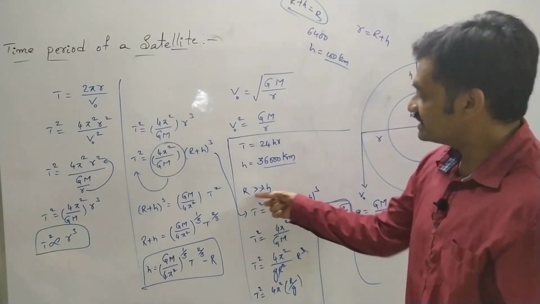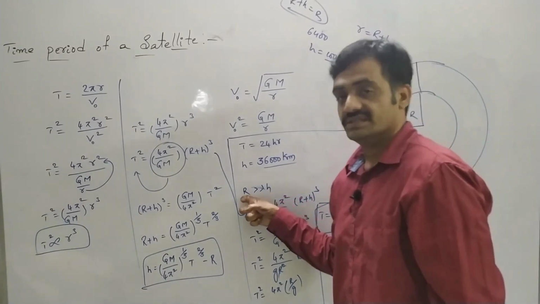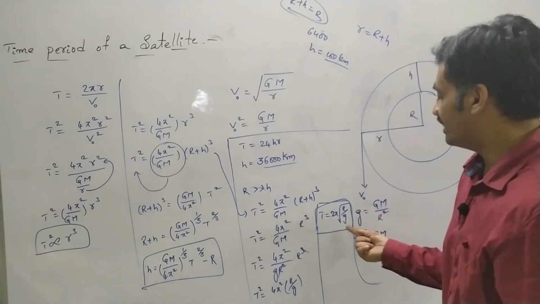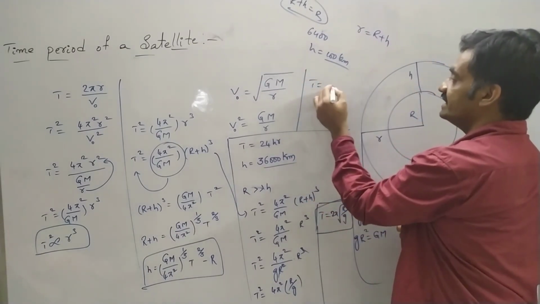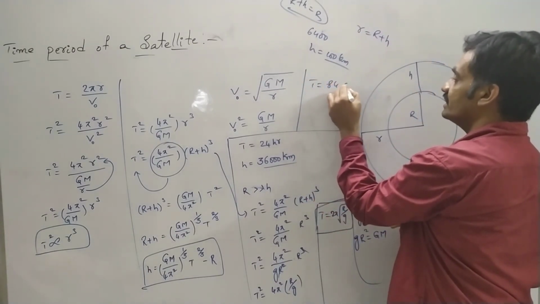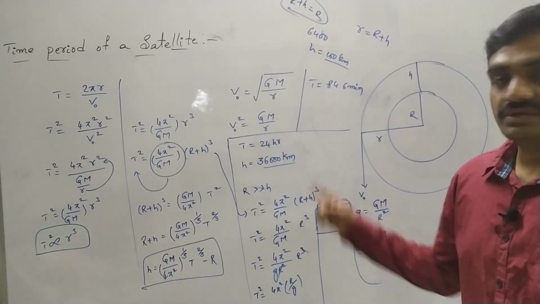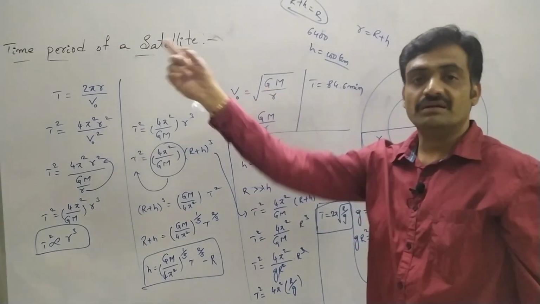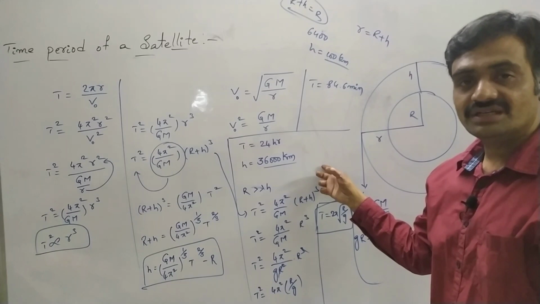So as we represent, the height of the satellite is very much less. If we substitute the values of radius of the Earth and g value in this expression, the minimum time period can be given as T equals 84.6 minutes. Within this time, the satellite can complete one revolution around the Earth. Take a screenshot. We will continue.